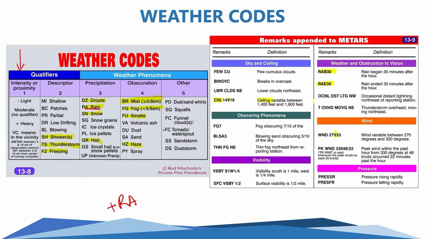RAB is rain began and RAE is rain ended, and then it will tell you the time past the hour that it began or ended. Or if it's still going on, you might just have an RAB with a value past it, which is going to tell you that it started, but it hasn't stopped at this point.